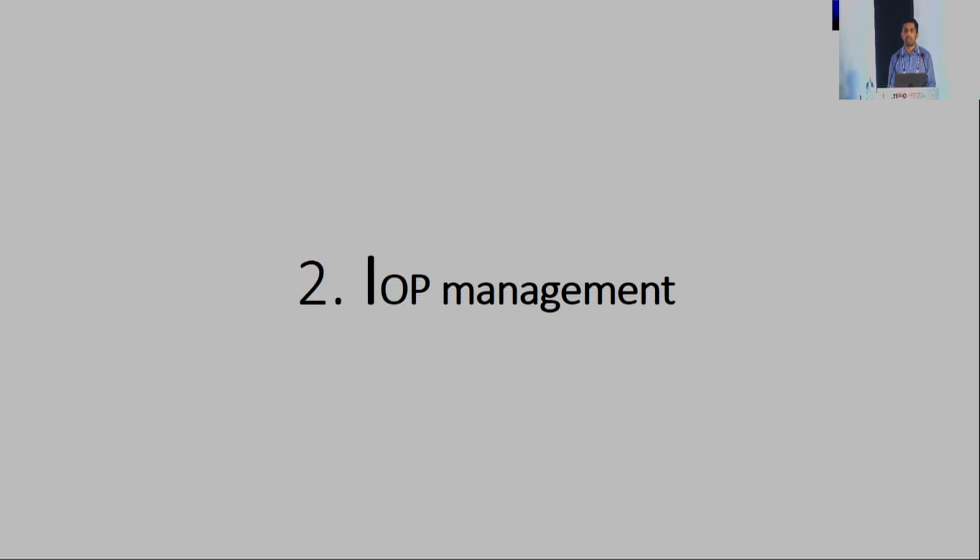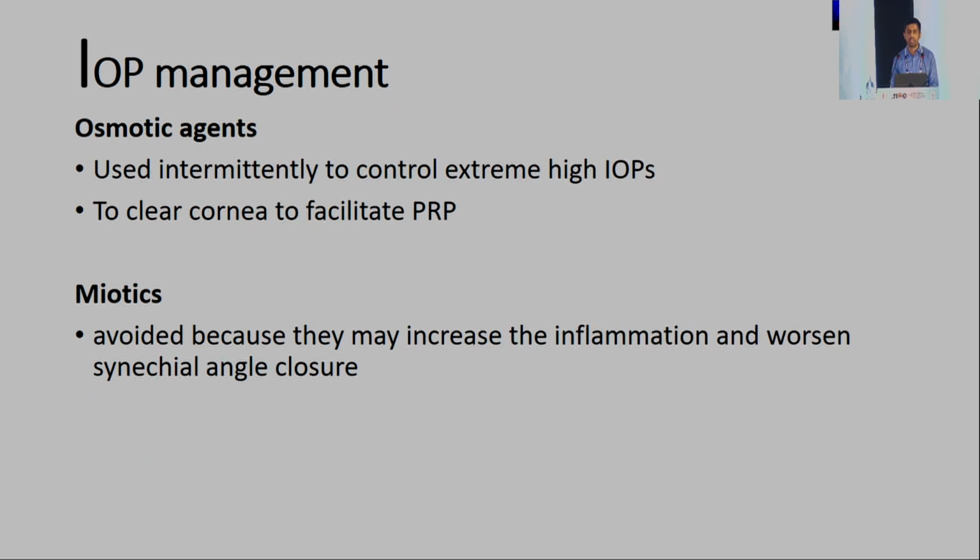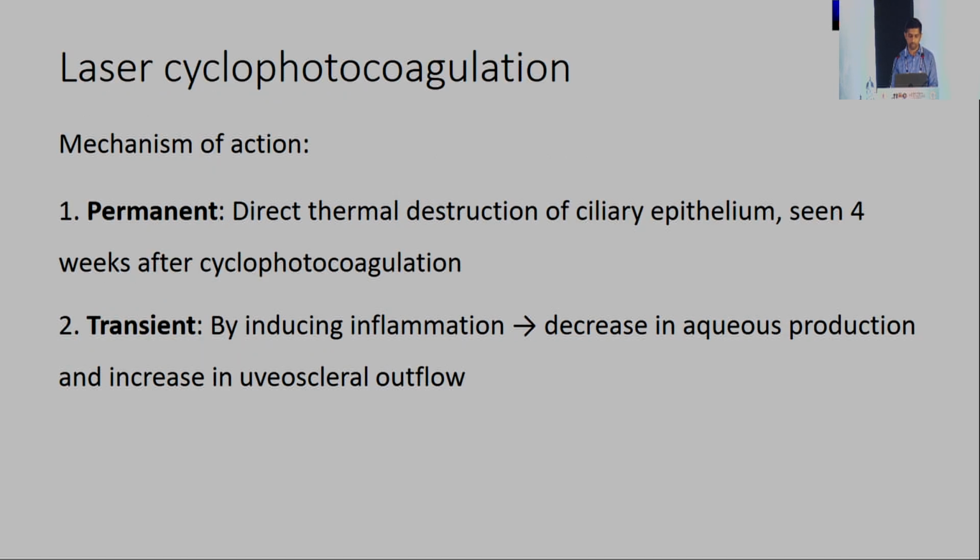The next step in management is IOP management. In secondary glaucomas, aqueous suppressants are the drugs of choice. Oral and topical carbonic anhydrase inhibitors, topical beta blockers, and alpha-2 agonists can be used. Prostaglandin analogs are not that preferred because they may aggravate inflammation, and also the neovascular membrane may prevent the aqueous access to the uveoscleral outflow pathway. They are used only when IOP is not controlled by other medications. Osmotic agents are used intermittently to control extremely high IOPs and to clear the cornea to facilitate PRP. Miotics are better avoided because they may increase inflammation and worsen synechial angle closure.